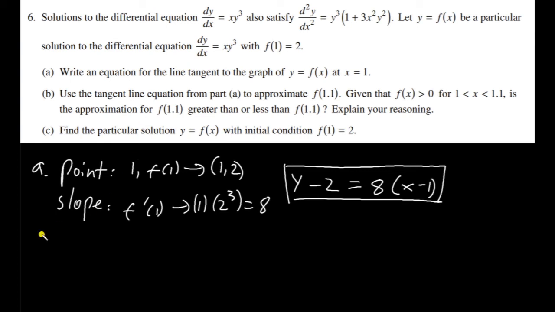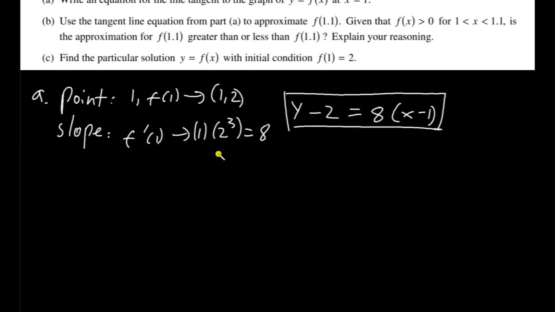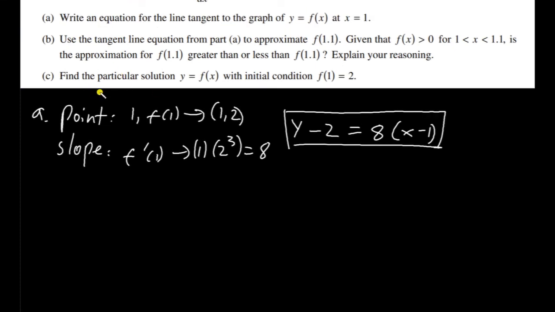Now, we'll just keep going. Part B, use the tangent line equation from part A to approximate f of 1.1, and given that f of x is greater than 0 for x between 1 and 1.1, is the approximation for f of 1.1 greater or less than f of 1.1? Explain reasoning.